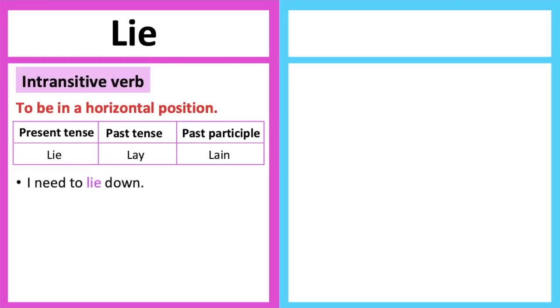I need to lie down. We can lie down on, in, or under something. However, we can't lie something else. In this example, I is the subject, lie is the verb, and there is no direct object. Instead, we have a preposition.